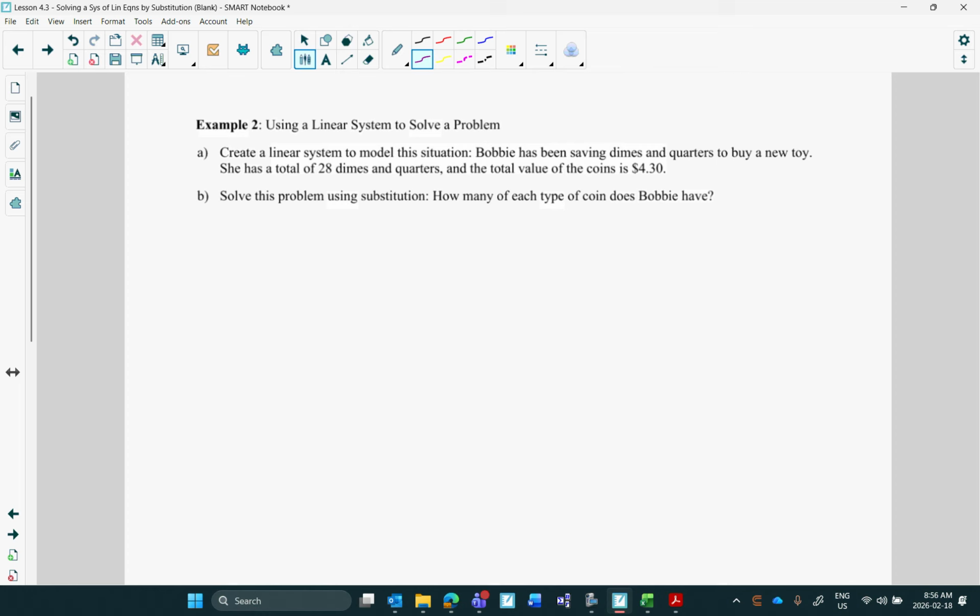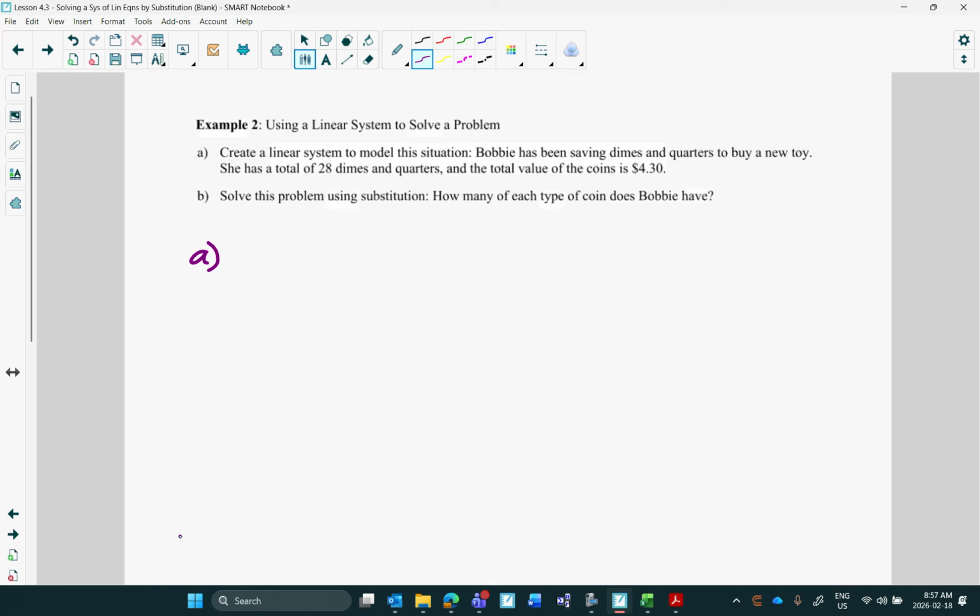How do we use these to solve word problems? So you guys are already familiar with how to set up a system. We now know one algebraic method to solve it so we can tackle problems like this. So first of all, we need to create a system. And here's the situation. Bobby has been saving dimes and quarters to buy a new toy. She has a total of 28 dimes and quarters, and the total value of the coins is $4.30.